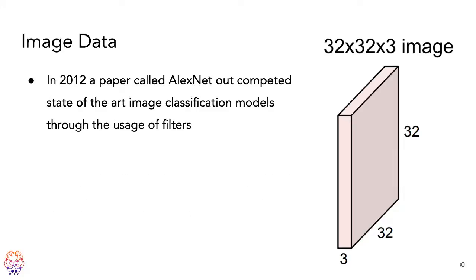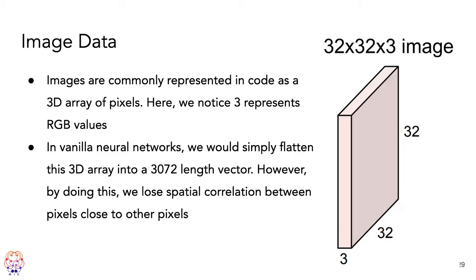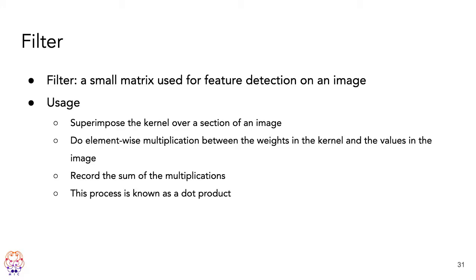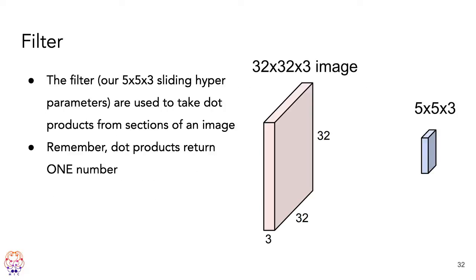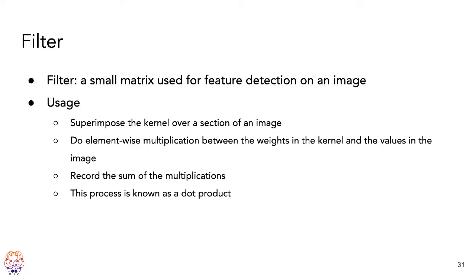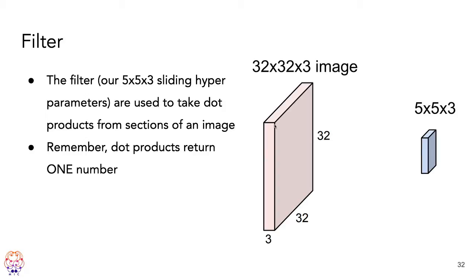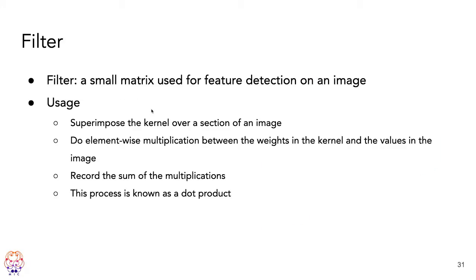In 2012, a paper called AlexNet kind of spawned convolutional networks, a way in which, instead of having this linear one-dimensional array of 3,000 neurons, we can do something a little different. We're going to bring in the idea of filters. Filters, kernels, however you want to call them, you can think of as a sliding window. Here we have a 32 by 32 by 3 image. A filter will be a small rectangle that we map onto a part of the image. We superimpose the kernel over a section, and then we do an element-wise dot product.